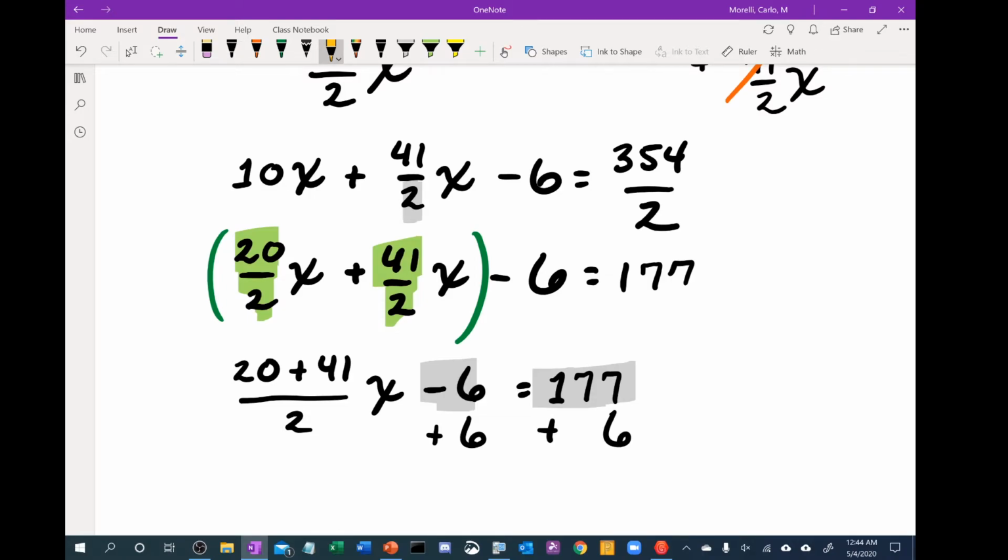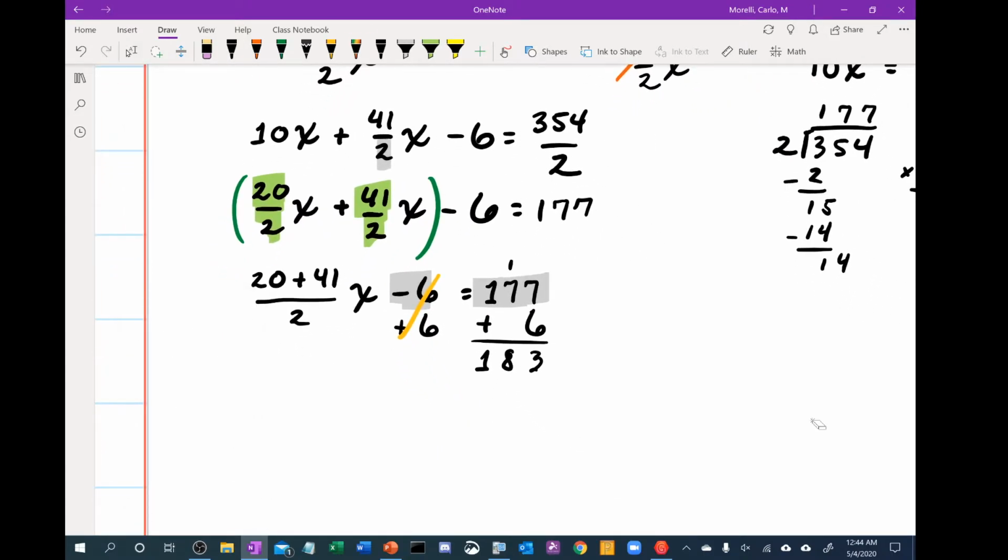This cancels out. And then we can just do a little addition here. 7 plus 6 is 13, carry the 1. 7 plus 1 is 8, and the 1 comes down, 183. All right. We can do a little math problem here. What's 20 plus 41? We can do it in our heads. 41, 51, 61. It's 61 over 2. So we have 61 over 2x equals 183.